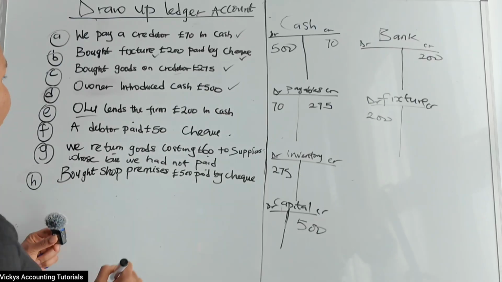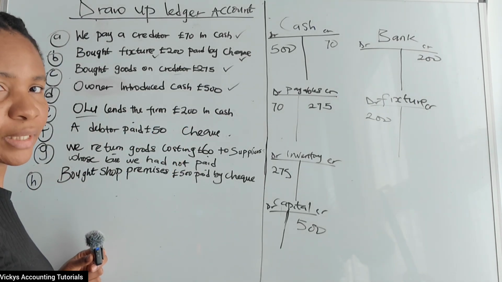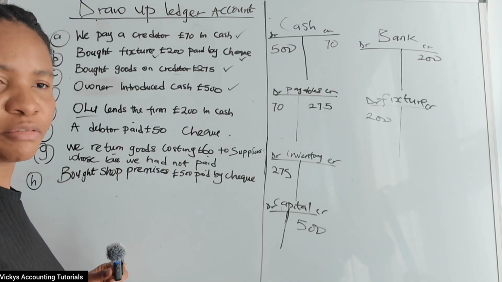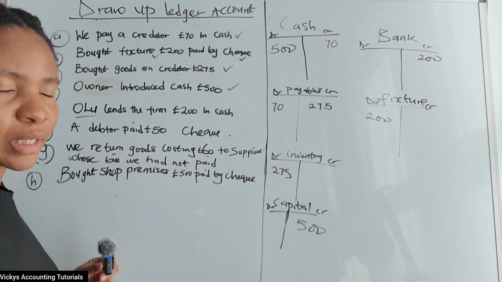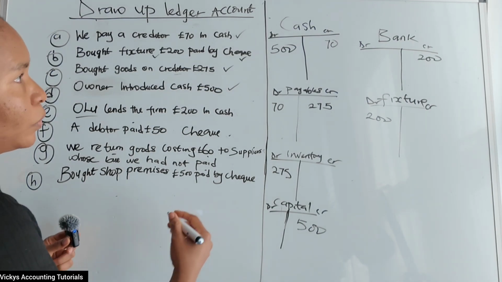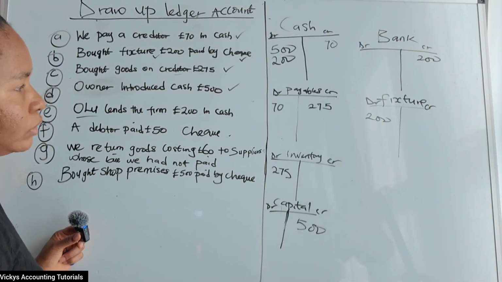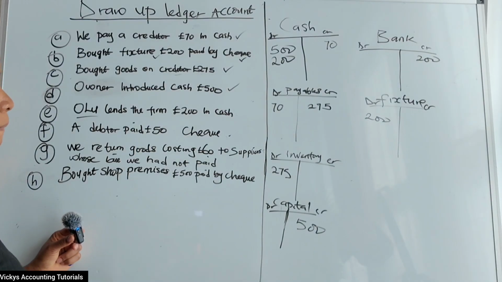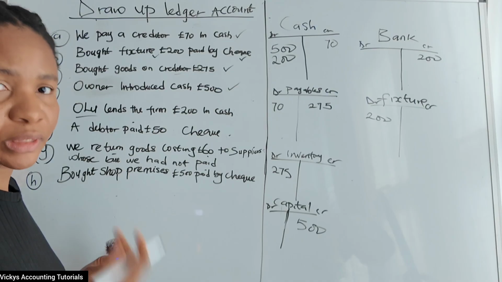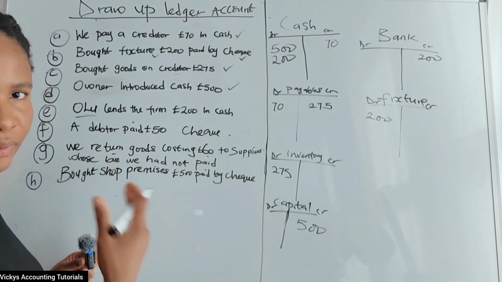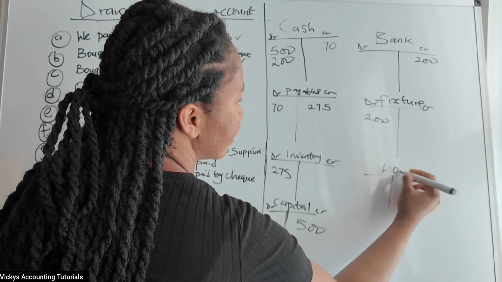So this is done. The next one is Olu lends the firm 200 in cash. So probably a friend lent the business 200, right? The money came into the business in the form of cash. So money is coming in. So we debit 200 cash. And what is the corresponding entry? We're going to open a loan account because we still owe this money to this person, this Olu that sent this money to us.